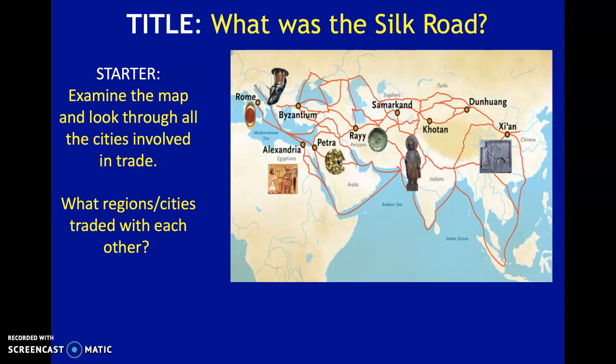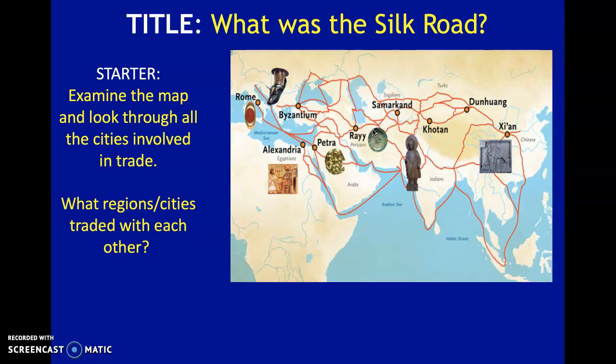Brilliant. So you should have jotted down a few different cities or regions that traded with each other. You can see there Byzantium, which is the Eastern Roman Empire, trading with, if you follow the lines all the way through, Petra, Ray in Iran, and then Ray in Iran would have traded with Samarkand and so forth. And generally, that's how this worked.